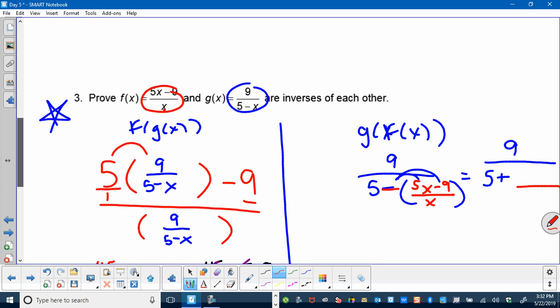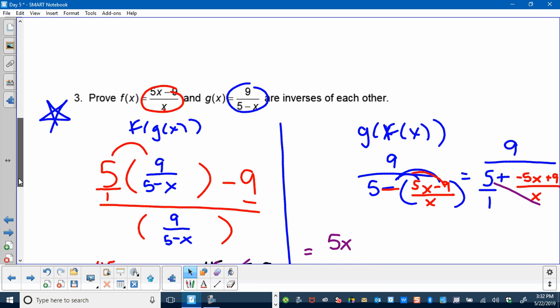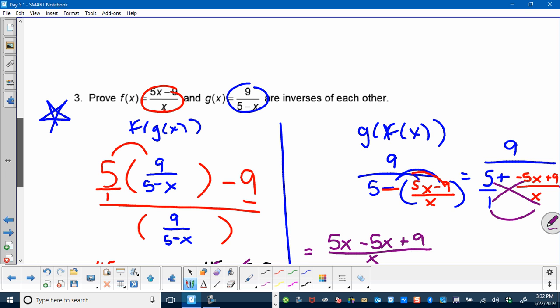For that red fraction, I'm going to distribute that negative, so it's going to be negative 5x plus 9 all over x. You should be thinking it right now. 5 times x is 5x. 1 times everybody is just everybody, so minus 5x plus 9, and don't forget to smile, all over x. Now, the problem here is, what was on the top? Oh yeah, there was a 9 up there. So here is your comma sign.